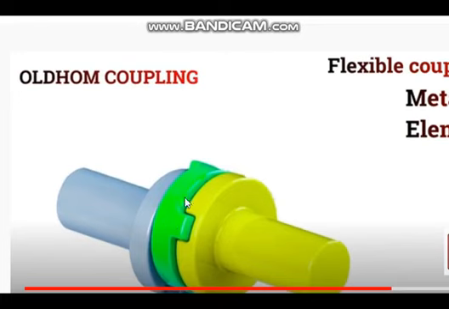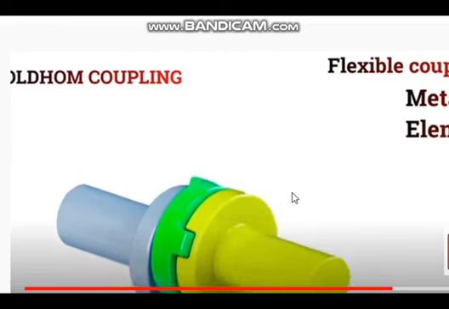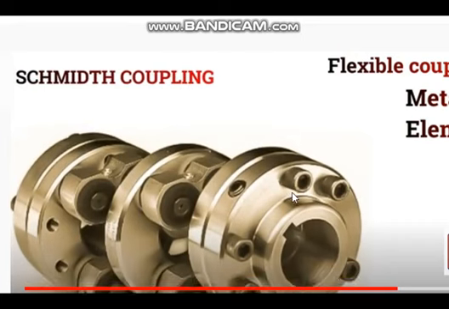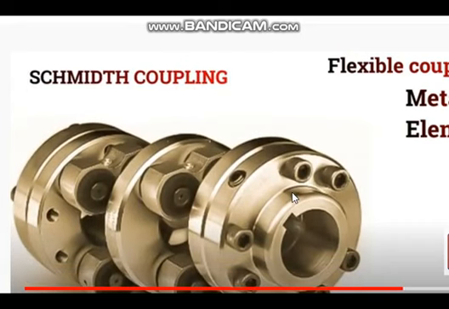You see there is a circular disc in the middle, and on these two shafts, the axes of this shaft and this shaft are not in perfect alignment. If the axes are parallel but not coaxial, then Oldham couplings can be used. You may have drawn an Oldham coupling in machine drawing. Then this is Schmidt coupling.